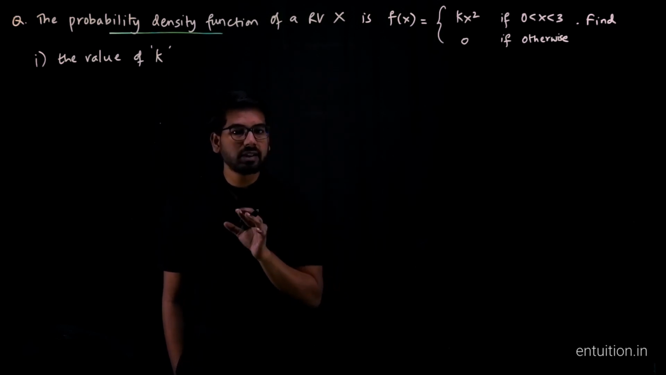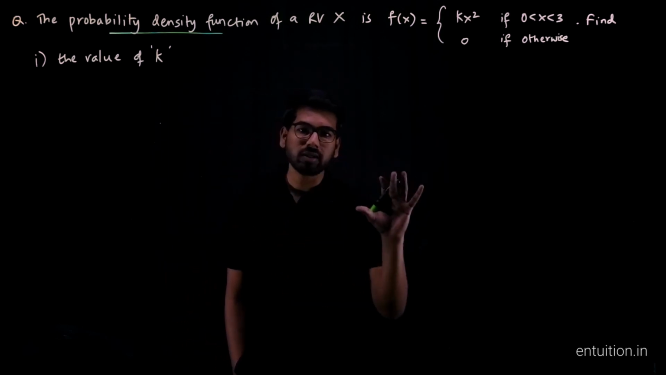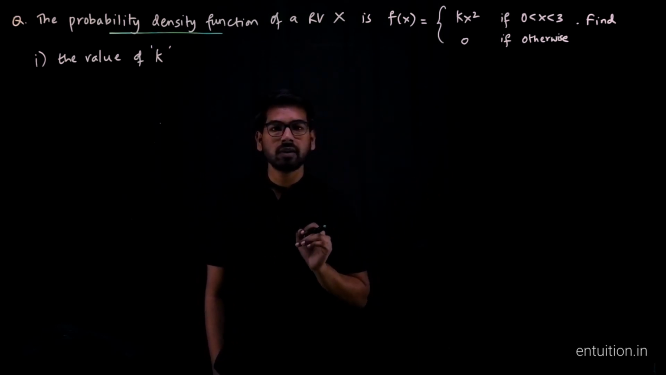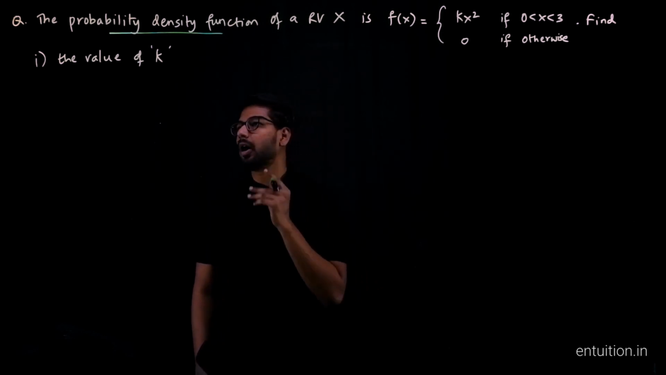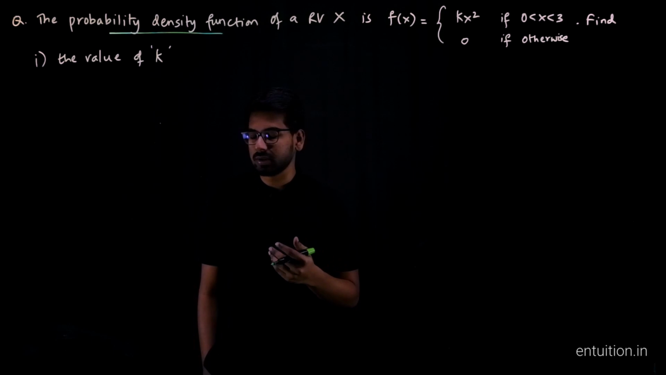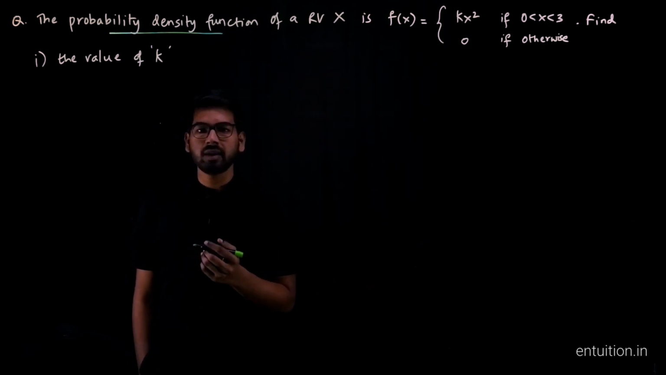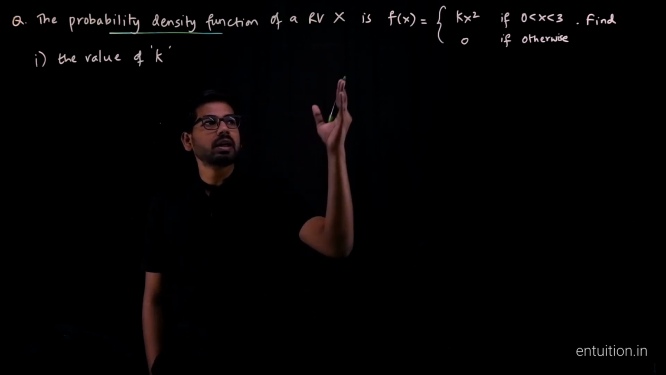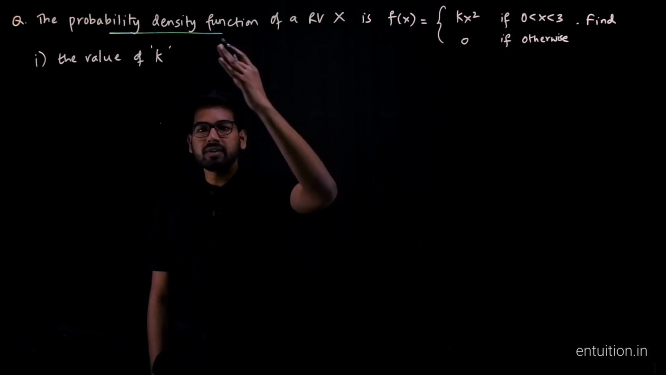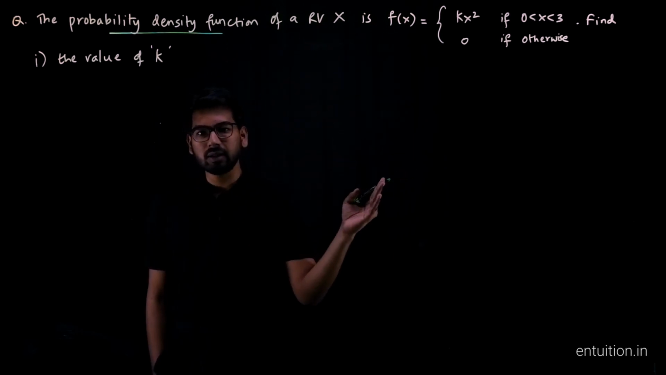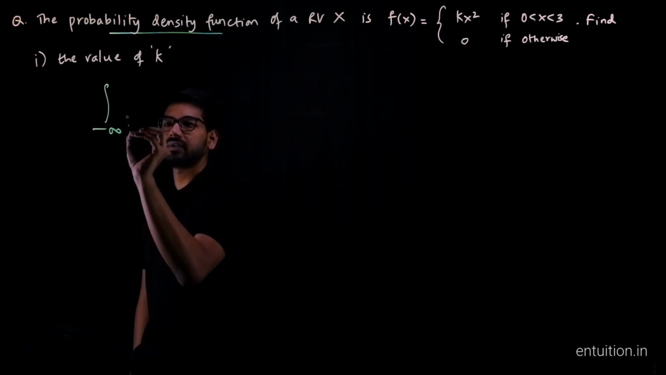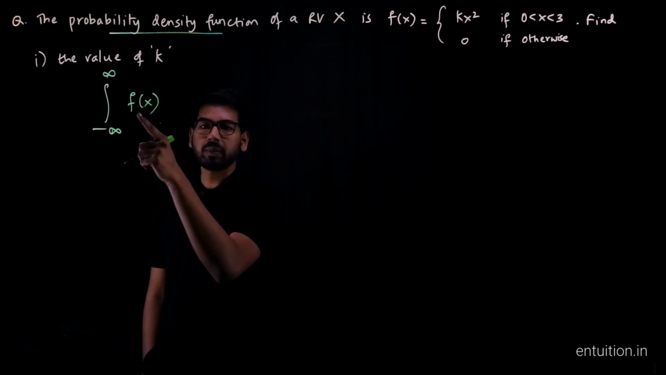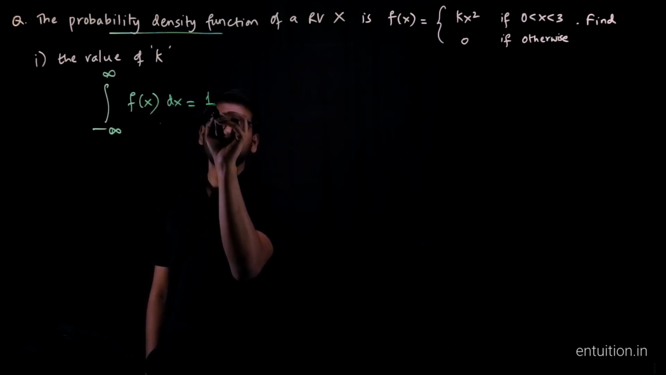Okay. In case of discrete probability distributions, we will have a table of x values and probability of x values listed. Here we have an equation, a function. How do you find the value of k in a continuous probability distribution function? Same as in discrete probability, where the sum of all the probabilities is equal to 1, here the integration of the probability density function from minus infinity to infinity with respect to x is 1.